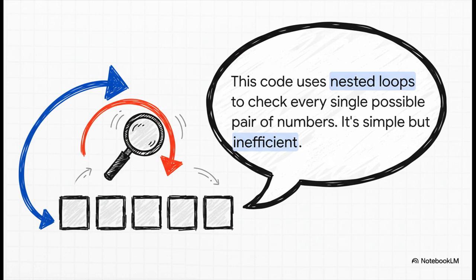You see we have two loops, one right inside the other. The outer loop grabs a number, let's say it picks 2. Then that inner loop goes through the entire list all over again, pairing 2 with every single number, including itself. If a pair adds up to 9, great, we found it. It's simple, yeah? But you can probably already see it's not very smart.